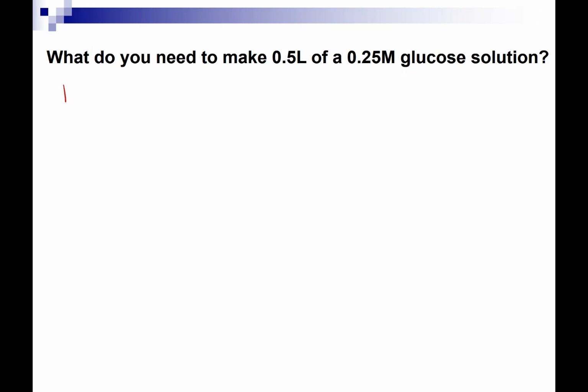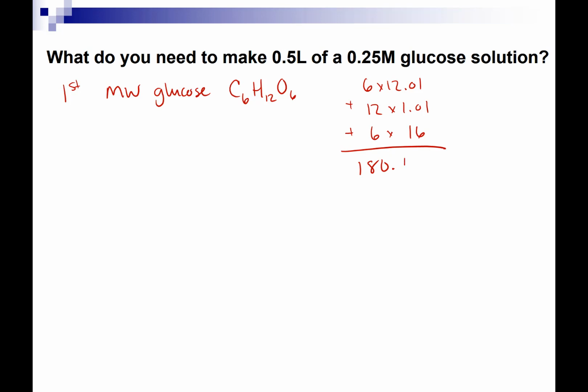So you first figure out the molecular weight of glucose, which is C6H12O6. So you get 6 times 12.01 plus 12 times 1.01 plus 6 times 16 equals 180.18 grams per mole. That's the molecular weight. Right? And I know that I want a 0.25 moles per liter solution. So I'm going to take 180.18 grams per mole.